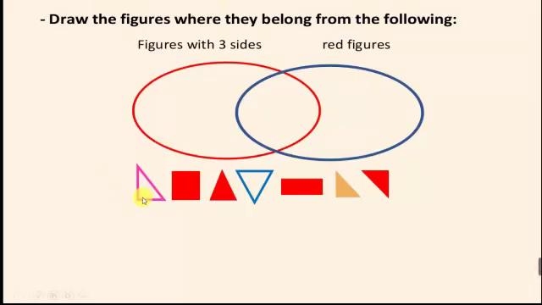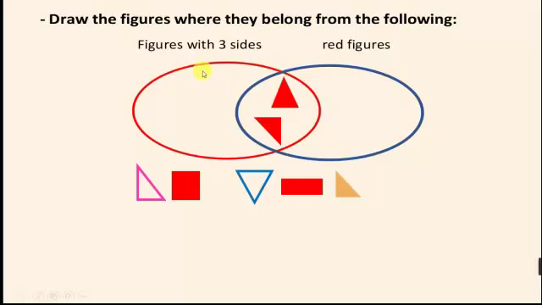This one has three sides, but it's not red, so I'm not going to put it in the intersection area. Here is a square. It's red, but it doesn't have three sides. I will not put it in the intersection area. What about this one? It has three sides and it's red, so I will put it in the intersection area. This one has three sides, but it's not red. Leave it. Red, but four sides. Three sides, but not red. This one has three sides and it's a red figure. So these are the shapes I'm going to put in the intersection area.